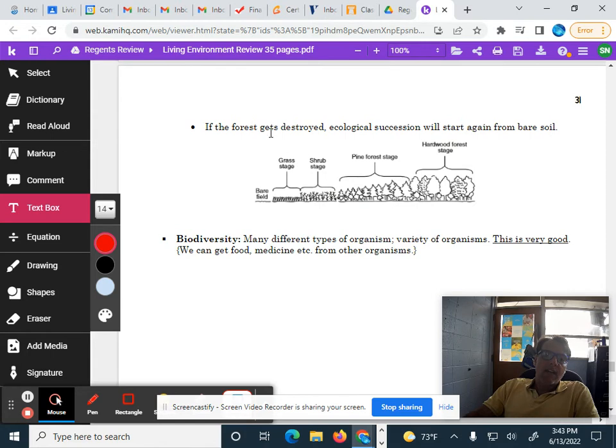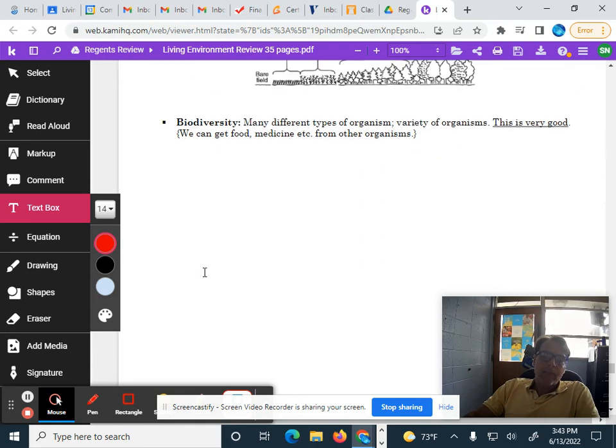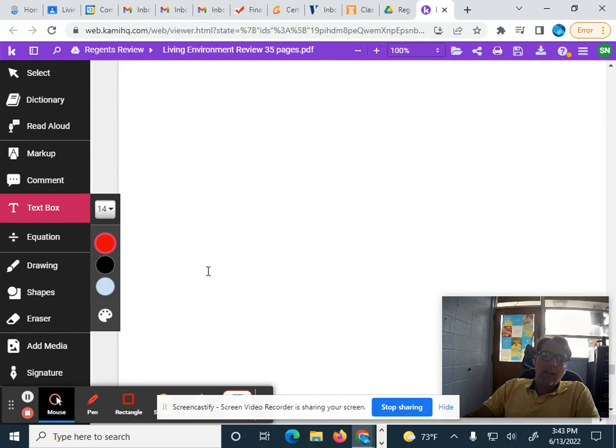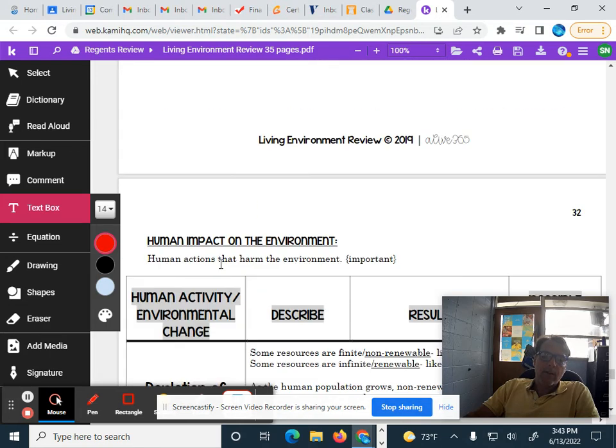If a forest gets destroyed or a field gets destroyed from farming or a fire, this is called secondary succession. Nothing gets completely burned out, there's soil at least, and so things will progress similarly, but you don't always have that lichen stage, which is an algae and a fungus that can create soil by breaking down rock and things. Biodiversity is good. You have a lot of organisms, like the rainforest.